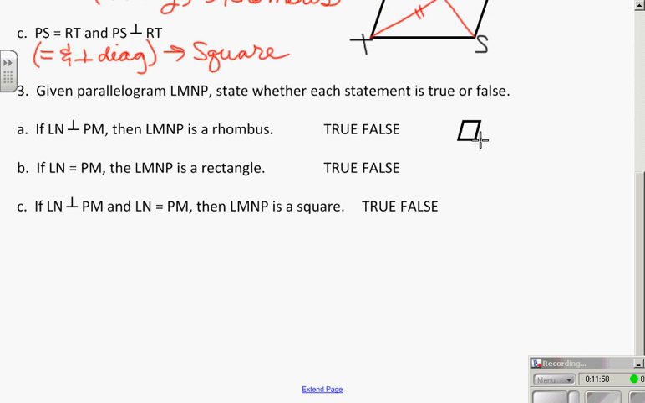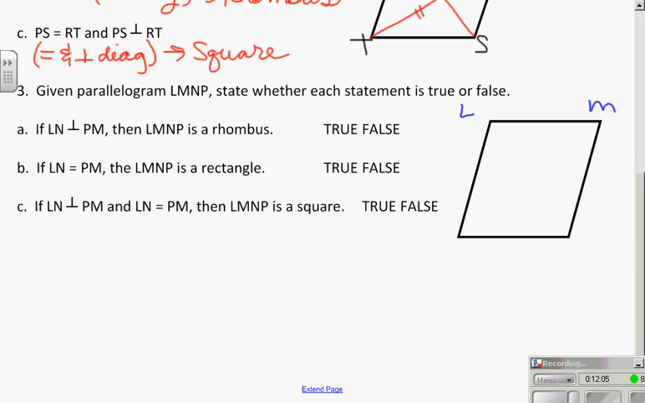Now the last 3 examples for this lesson are our true and false. If LM, again, get yourself a picture. Pictures don't have to be pretty, they just have to be functional. L, M, N, P. If LN is perpendicular to MP, then it is a rhombus. Does perpendicular diagonals meet the criteria for a rhombus?